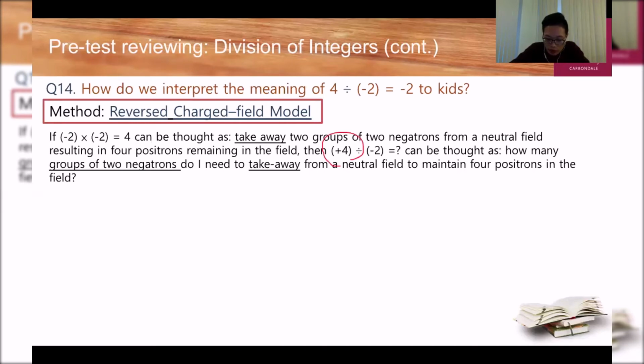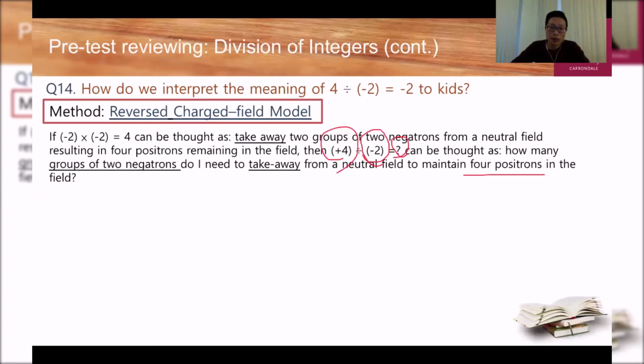Positive 4 divided by negative 2 can be thought of as: how many groups of 2 negatrons do I need to take away from a neutral field to maintain full positrons in the field?